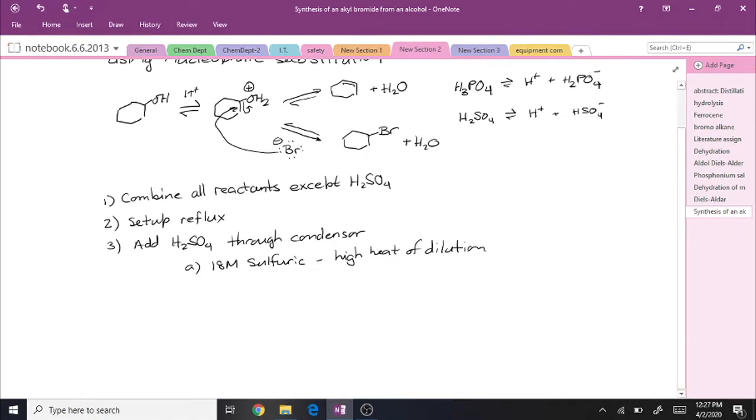By having a reflux condenser on there, even if it does start having some localized boiling, there's no likelihood it will splash out and get on your skin.